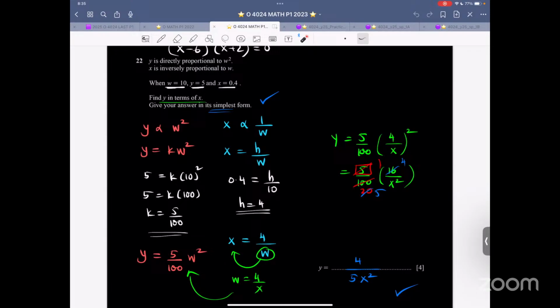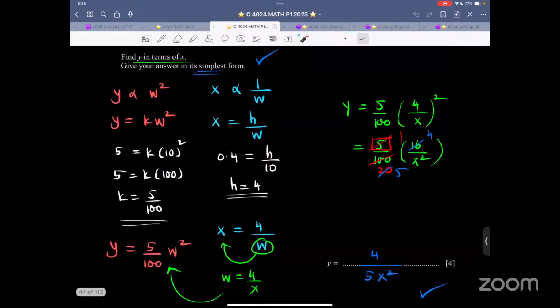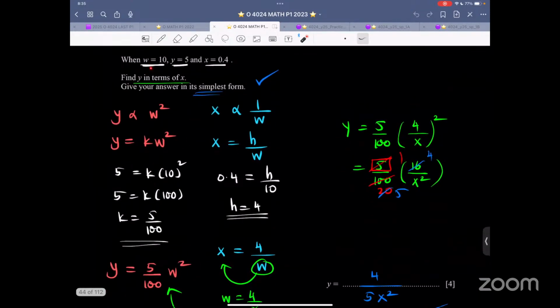Now look at this question. It says, y is directly proportional to w square, x is inversely proportional to w. So y is kw square, x is h over w. Use two different constants. Do not mix it up. Now, w is 10, y is 5, x is 0.4. So now y is 5, w is 10.